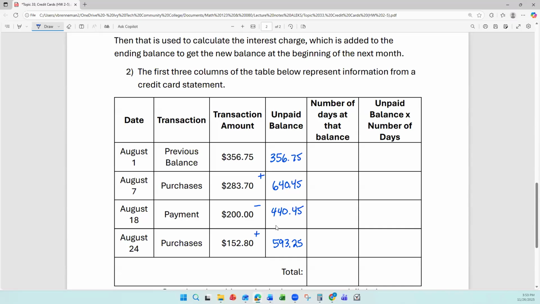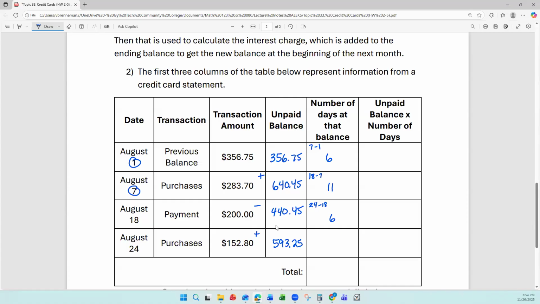Then we need to figure out how many days the account is at each of those balances. So the first balance, going from August 1, changes on August 7th. So that means August 1st, 2nd, 3rd, 4th, 5th, 6th, 6 days, which is also 7 minus 1. We can follow that: 18 minus 7, the next is 11 days at the next amount. So that'd be the 7th, 8th, 9th, all the way up through the 17th. And then 24 minus 18, 6 days, the 18th through the 24th, it's at the new balance.